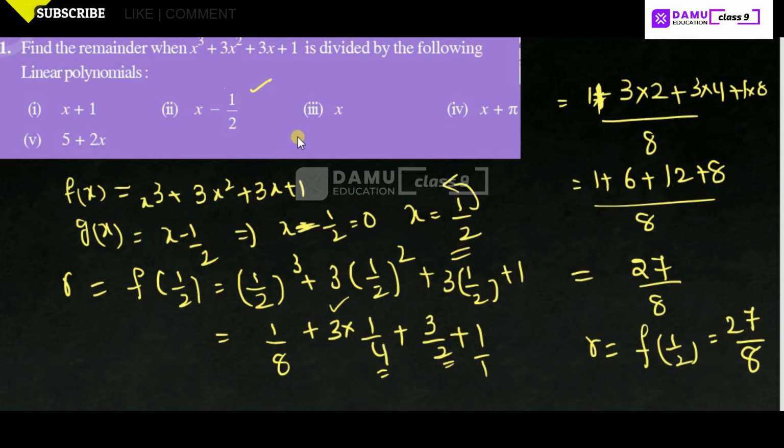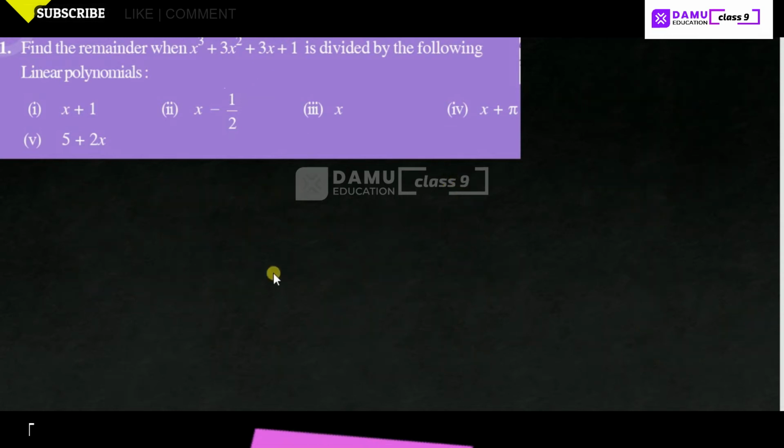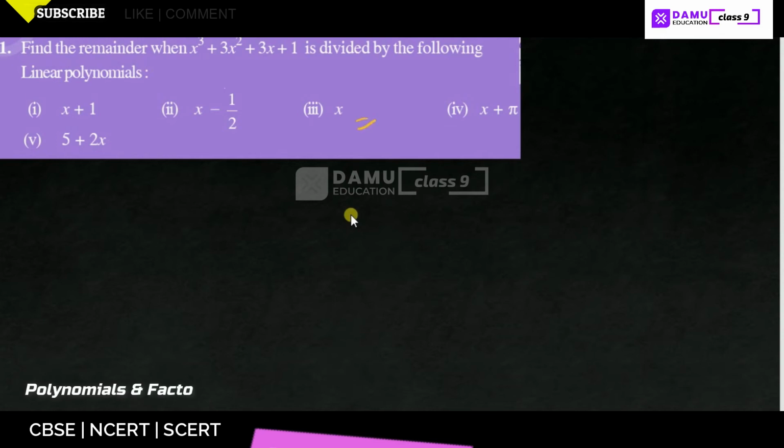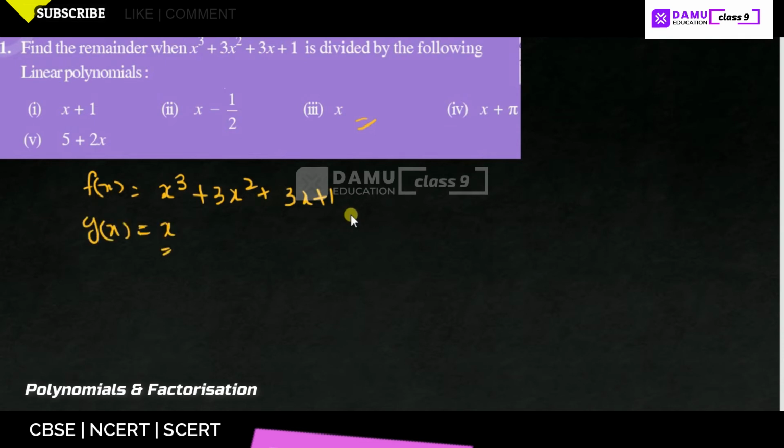Like this we need to calculate. So here the third one is, what is that? They have given g of x. So what is f of x? The function will be equal to x cube plus 3x square plus 3x plus 1. Then g of x will be equal to x. So here, x equal to, if nothing is there, we have to equate the given expression to 0. Then x is equal to 0.